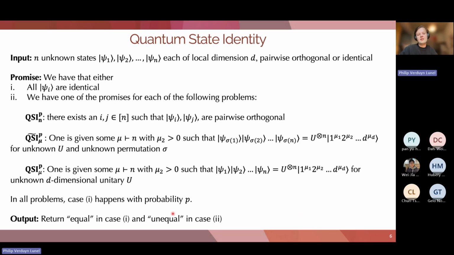In all these cases, there can be some prior p. The prior p defines that with probability p, I give you the all identical states, and with probability 1 minus p, I give you one of these promises. The task of this quantum state identity problem is to return equal in the first case and unequal in the second case. We're interested in a protocol that maximizes the probability of answering correctly.